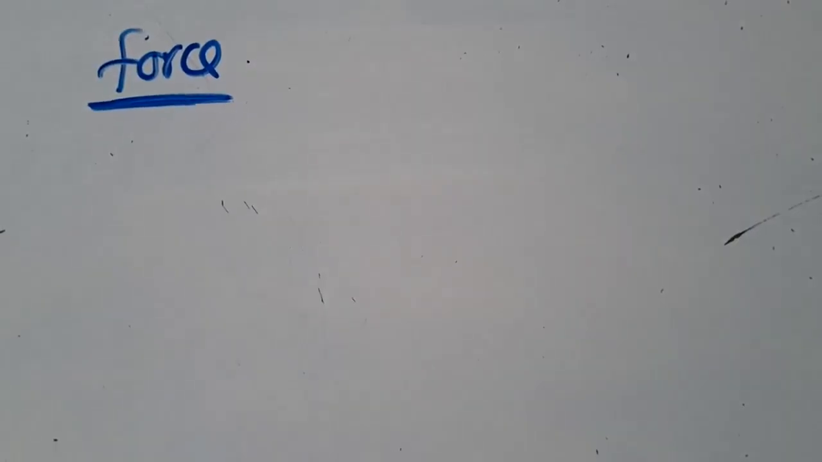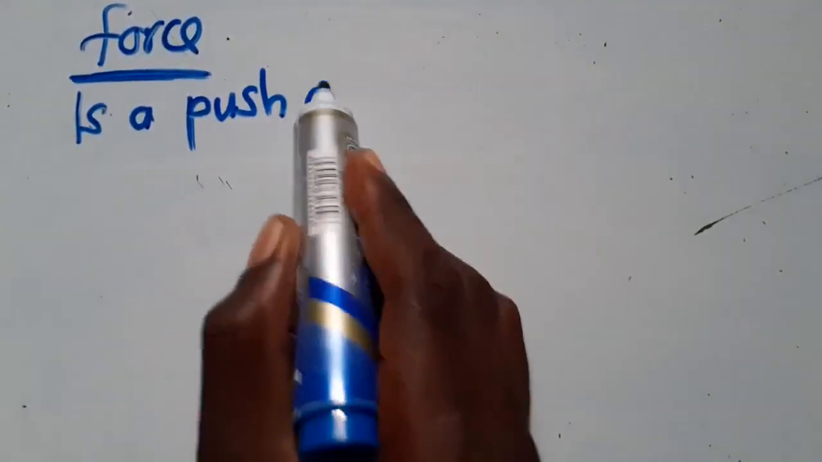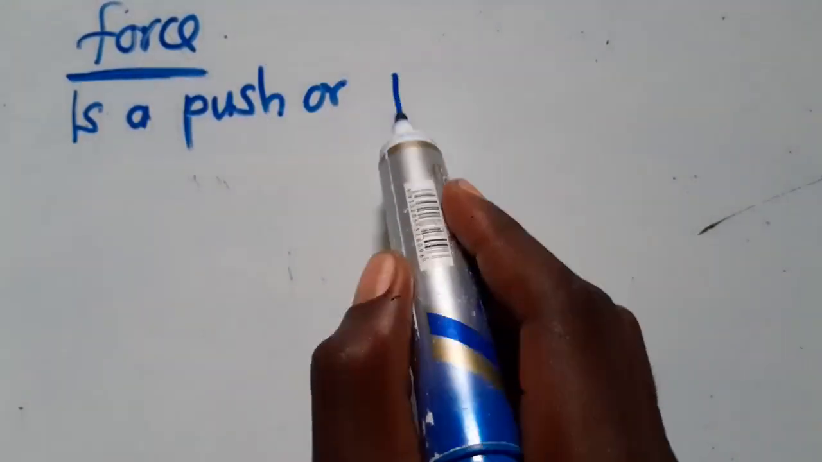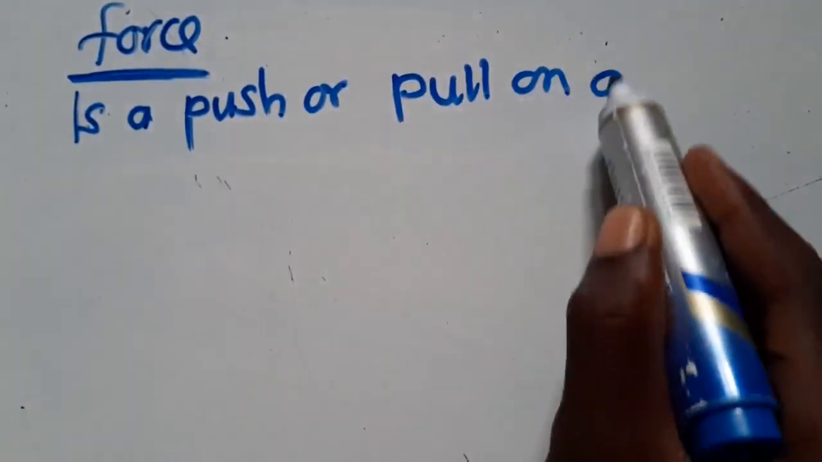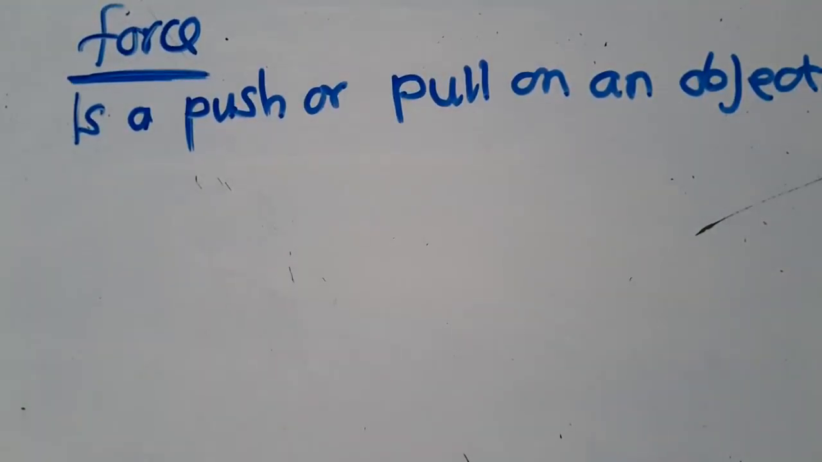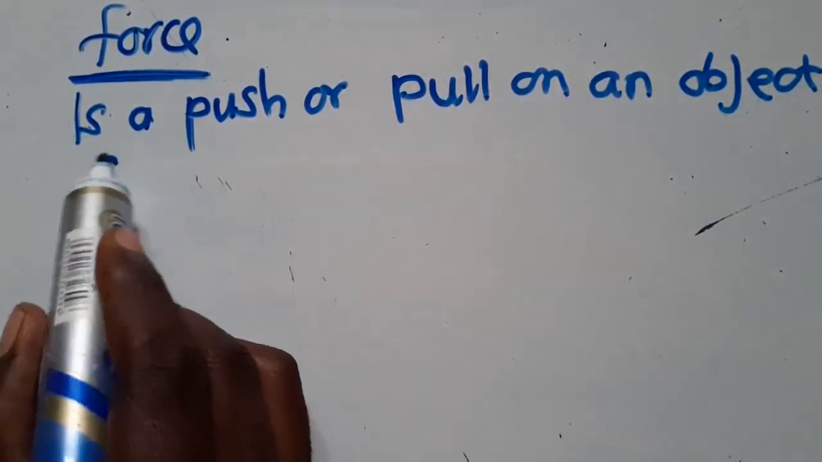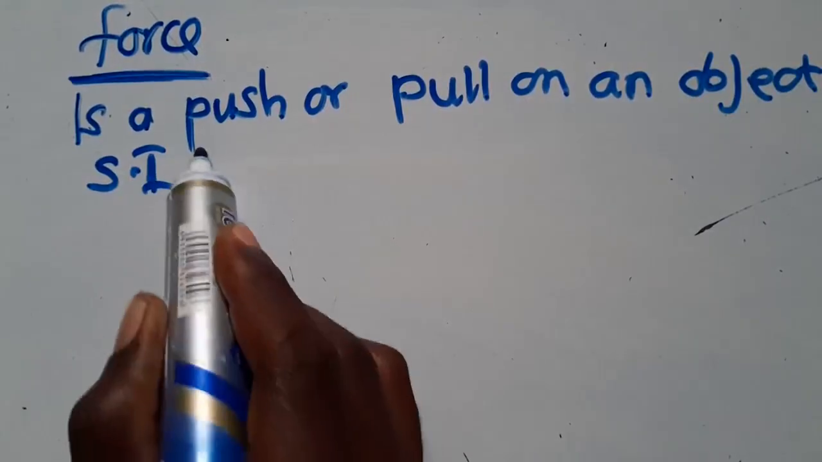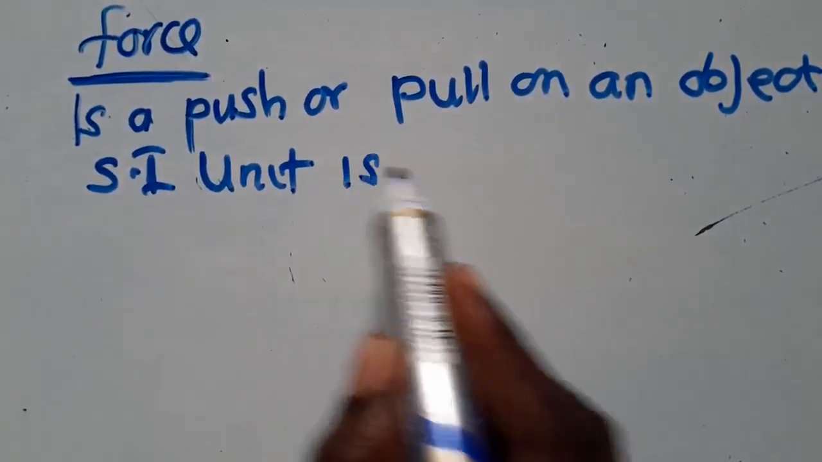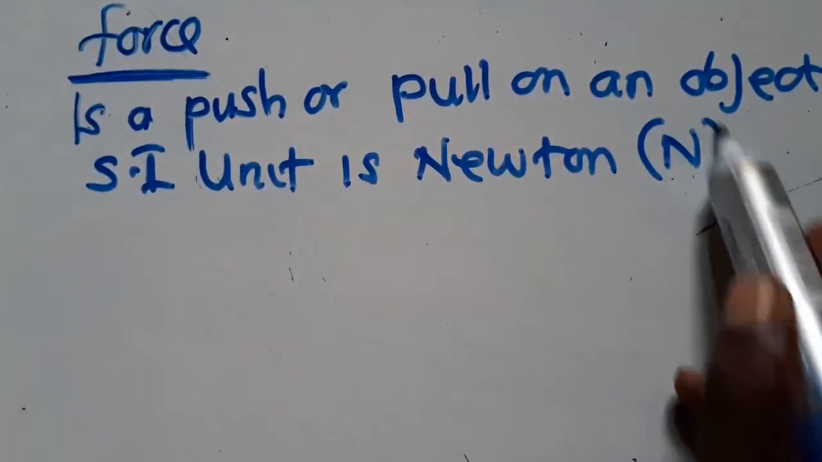What is force? How can you define force? Force is a push or pull on an object. This is how we define force. And force is measured in newtons. So the SI unit is newtons.